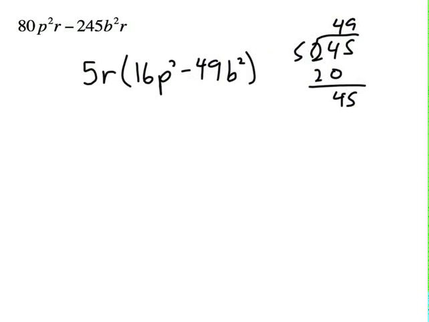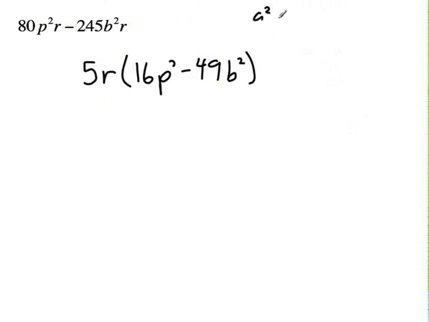Now, if you notice, now that I pulled out this 5r, we now have a difference of squares. If you remember, a difference of squares is a squared minus b squared, which factors into a plus b and a minus b. So our a here is going to be the square root of this, which is going to be 4p.